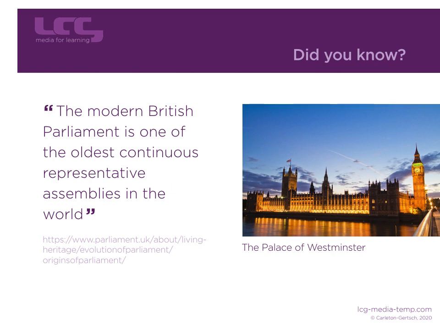You probably don't know, I didn't know, that the modern British Parliament is one of the oldest continuous representative assemblies in the world. It's over 700 years old, and it's taken many, many years for it to evolve and take the form it has today. As you can see on the picture, this is the Palace of Westminster. This is where Parliament meets, the House of Commons and the House of Lords. And Westminster is actually used to refer to the UK Parliament.